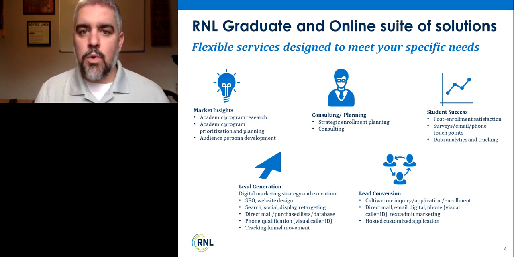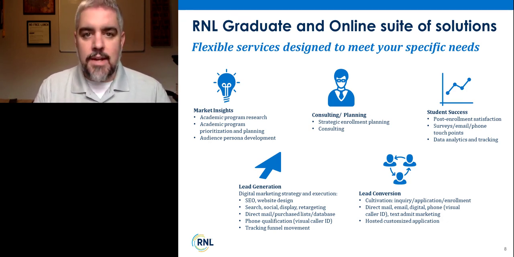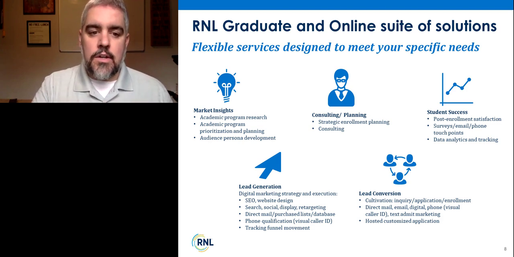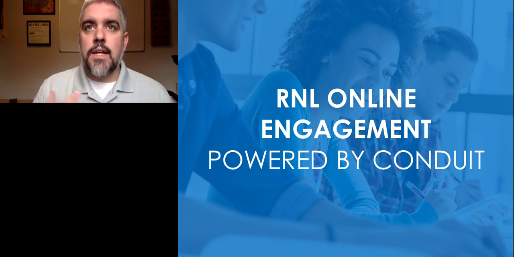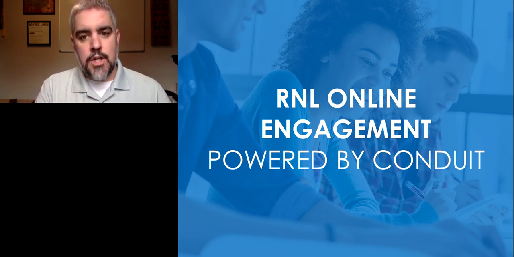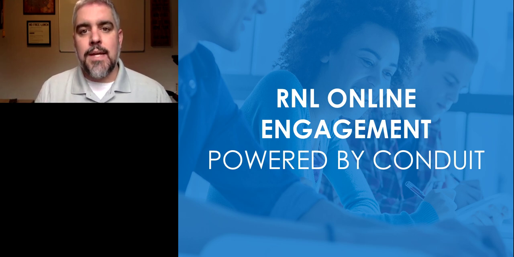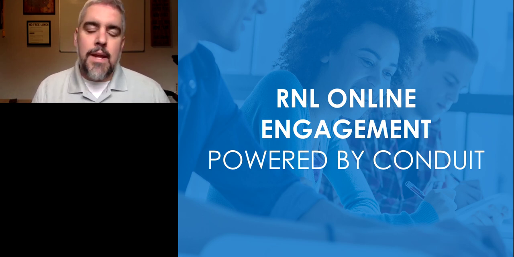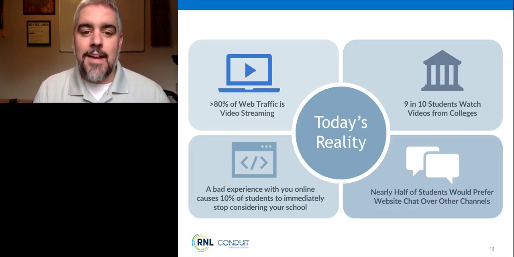You can have all the great research in the world that tells you what programs you need to be running, but if you're not reaching students via the right communication channels at the right time with the right cadence and the right content, you're never going to go anywhere. It's never going to get off the ground, right? So one of the ways that RNL goes about reaching and engaging prospective adult learners, helping with lead generation and lead conversion, is working with Platform Q Education to develop the Conduit Platform and integrate the Conduit Platform into those enrollment plans.